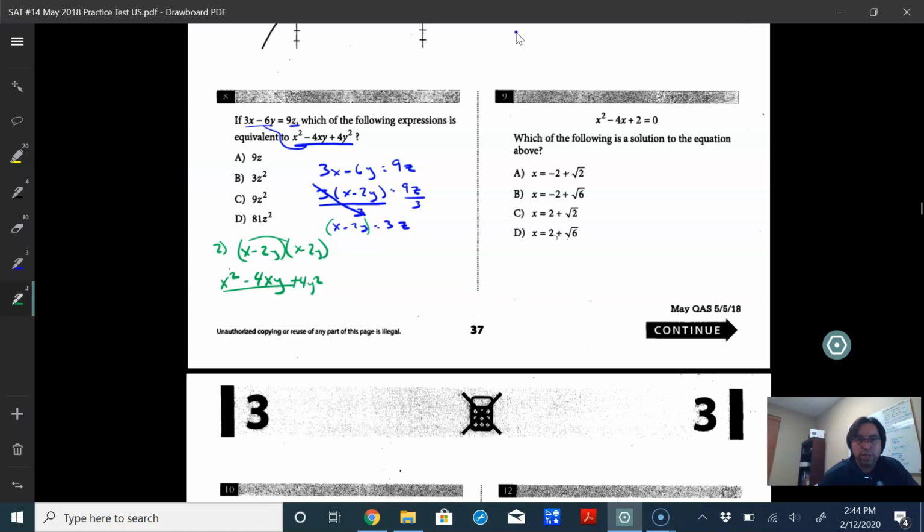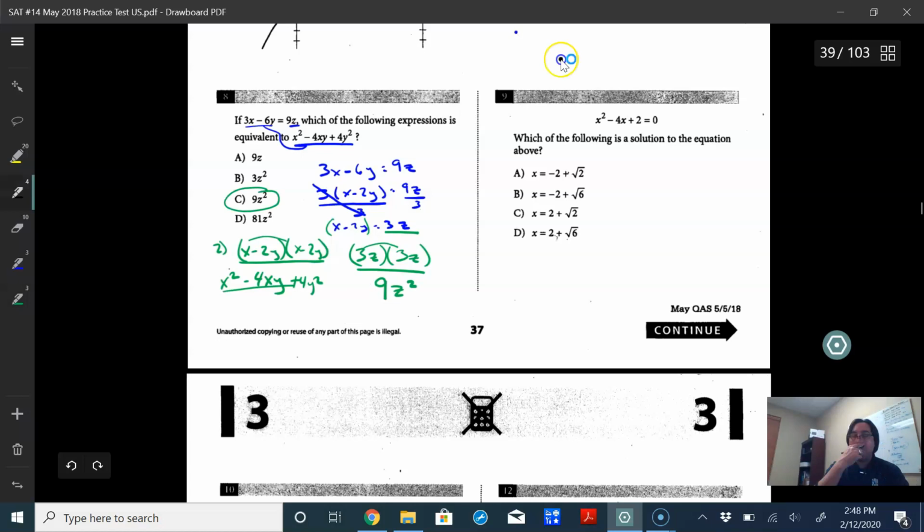And so what this is really saying is, if x minus 2y times x minus 2y equals this, then the 3z that we have here, we could say 3z times 3z, okay? And so this is the same thing as this, because you can see the equivalency here. And so distributing, we now are going to get 9, because you have to distribute the 3's here, and z times z is going to be z squared. And for that reason, we can see that C is the correct answer choice on this problem.